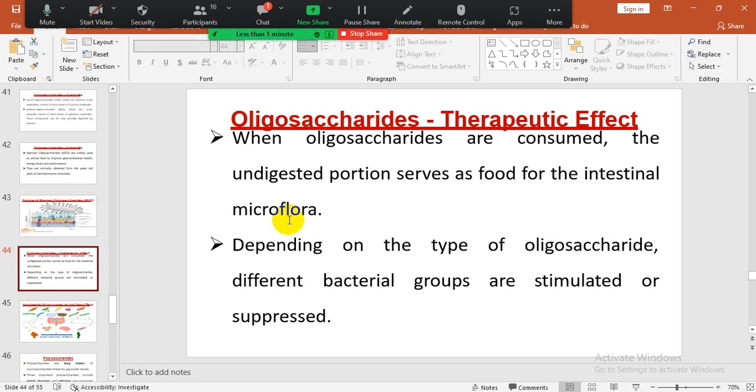What are intestinal microfloras? This word, intestinal microfloras. They are the microorganisms found in the intestines. And what do they do? They are natural microorganisms that are found in the intestines of an organism.